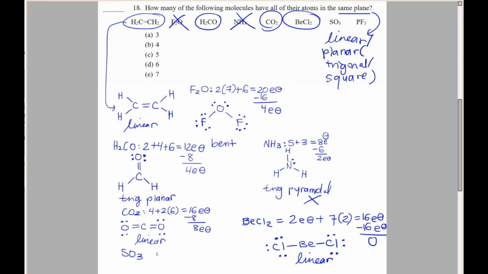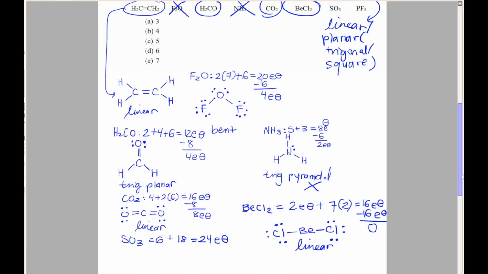Sulfur has 6 valence electrons, and then each oxygen has 6, so 6 plus 18 gives us 24 total electrons. You can see that oxygen is very electronegative, so sulfur is probably going to be our central atom. So we can draw a preliminary structure like this.